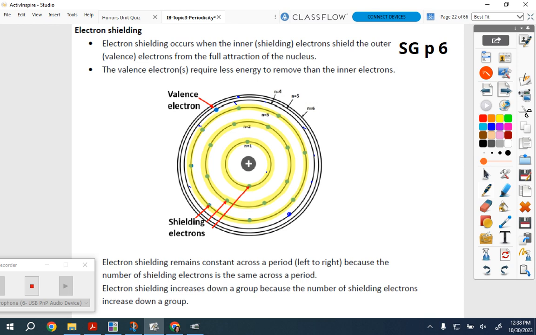Okay. So as we go across a period, the shielding is going to be the same because we're just adding valence electrons to the outermost shell. We're keeping the same number of electrons in our core energy levels. And so we're going to have that same amount of shielding. As we go down a group, the shielding is going to increase because we're adding more energy levels. Okay?